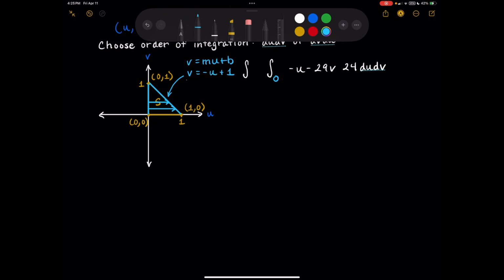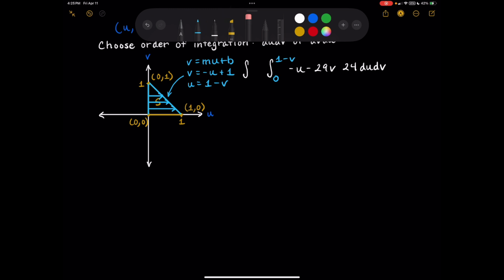We have to solve this equation for u. So let's do that. We can just swap sides here, swap signs. So we get that u is equal to 1 minus v. And that's actually what's going to be our upper bound. So our upper bound here is 1 minus v. We're going to go from 0 all the way over to the line 1 minus v. And that is how we're going to find our bounds for u.